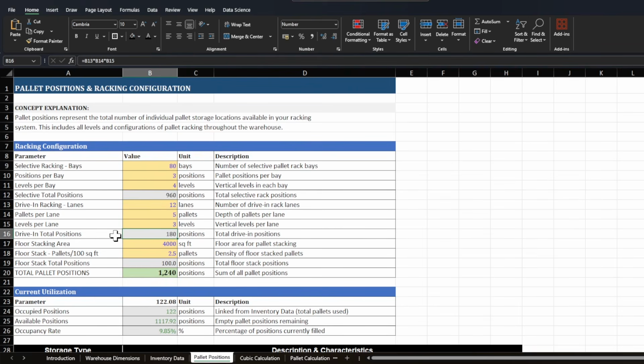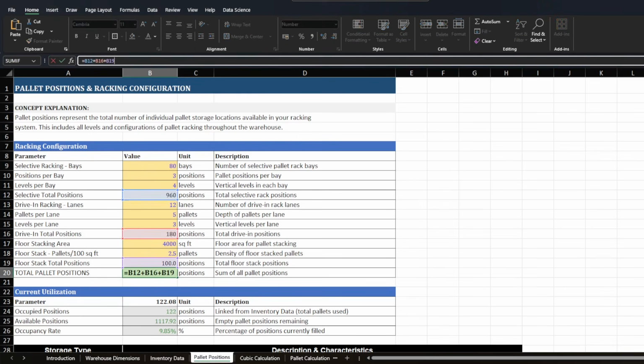The same way, for the third type of storage, which is floor stacking, you need to check how much area you have in square feet. Then you also need to know, in that particular area, what is the density of pallets? Here we are saying that pallets per 100 square feet is around 2.5 pallets. So now you can calculate how many pallet positions you have on the floor stack type of storage. By doing this calculation, you will get the total number of pallet positions, which is 1240, which is just the sum of all of these three calculations.